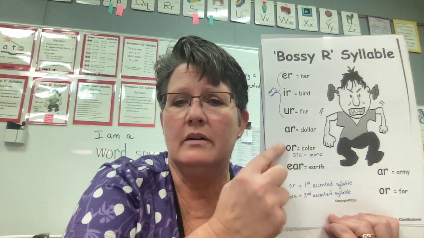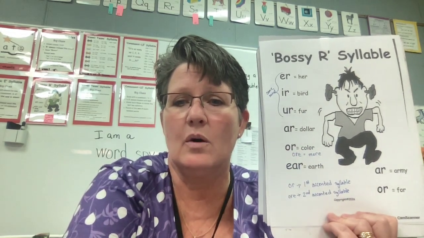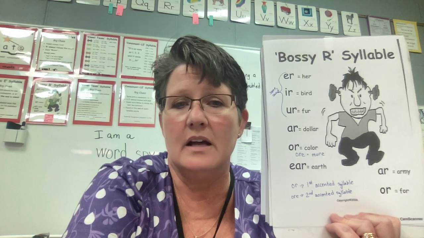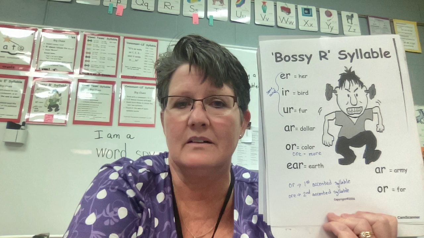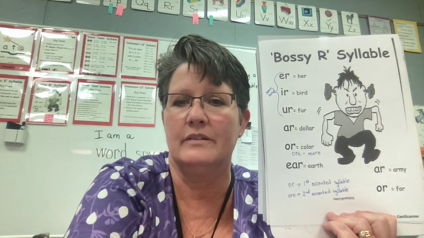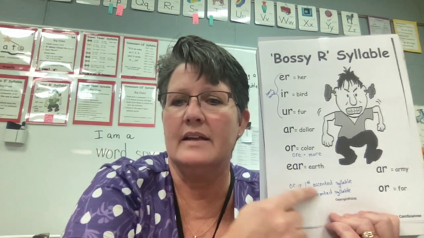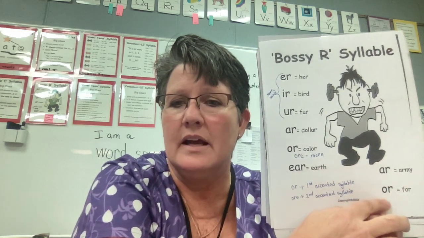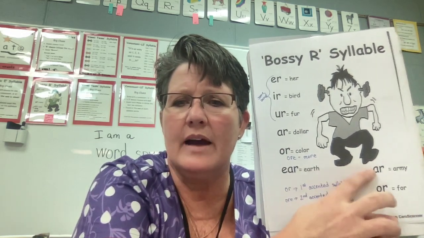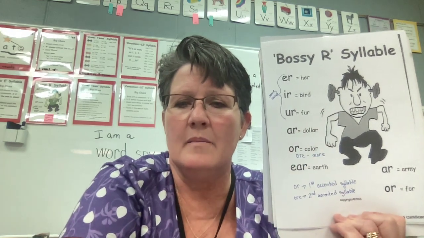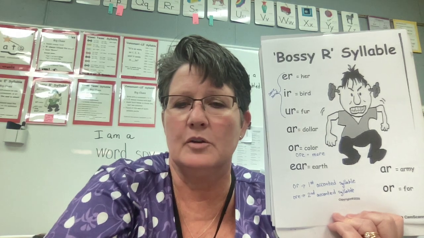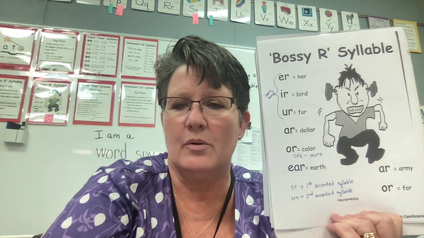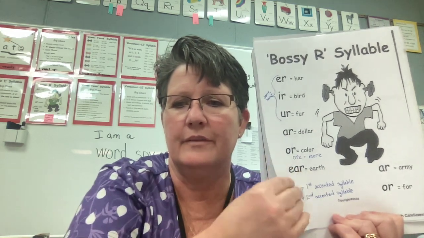Then we have OR and ORE. They're going to say "or." And again, color is not a good word because we don't say color that way. Earth is another one. And then we have AR in army and OR for four. We also have more up here. I also found some citations that said that for the first accented syllable we use OR, and if it's a second accented syllable we use ORE. Just a little food for thought there.